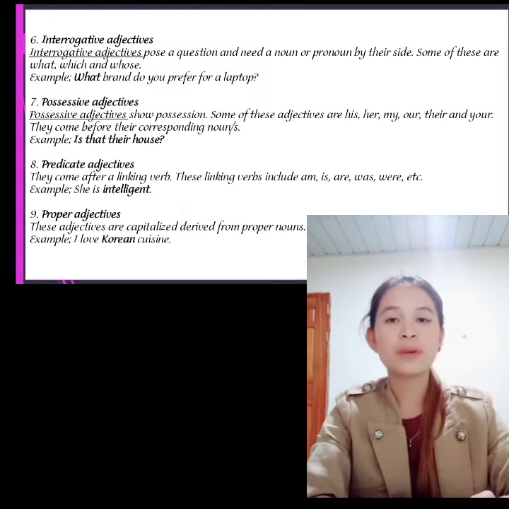Number 8. Predicate adjective. They come after a linking verb. The linking verbs are am, is, are, was, were, and so on. For example, she is intelligent.